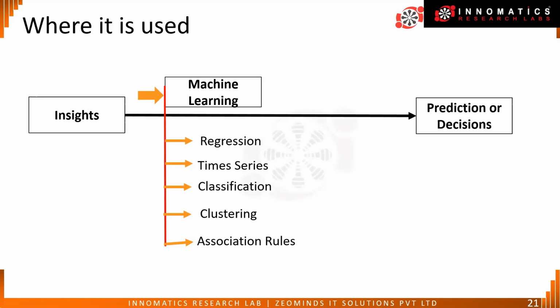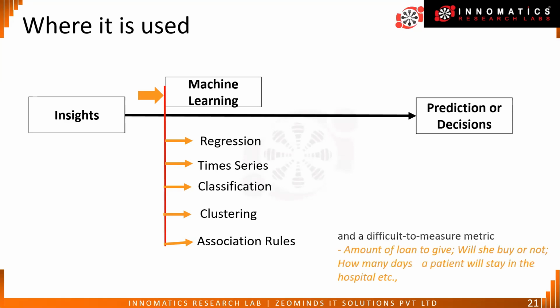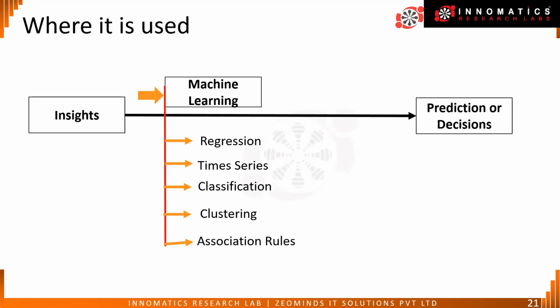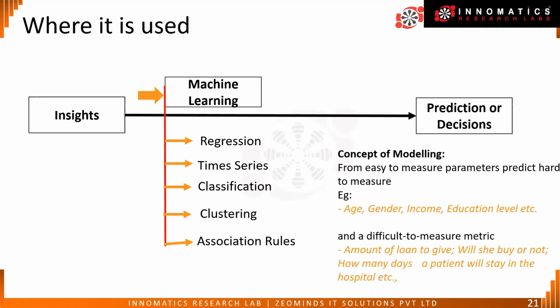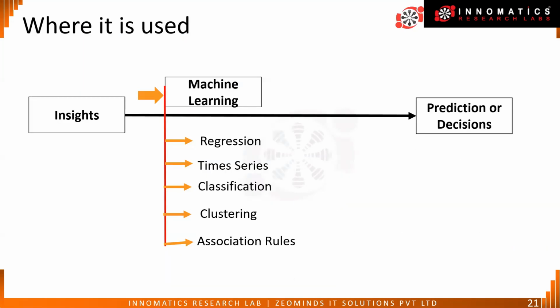So let me give the basic idea of what regression, time series, classification, clustering, and rules are. Let me take an example for each of the algorithms. For example, let me take regression. As I said, I was working in the banking industry. In most of my banking work, I worked on only two algorithms, regression and time series.